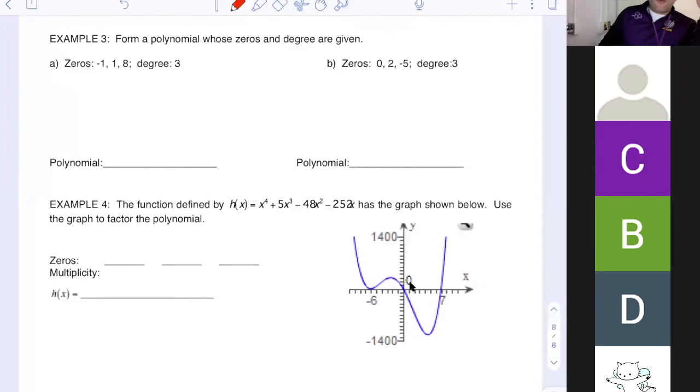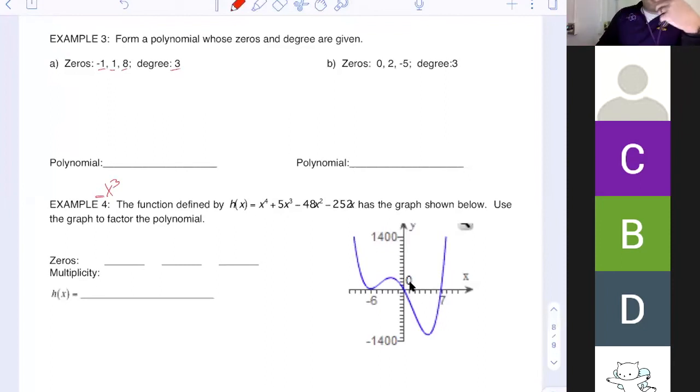This time now we have to form a polynomial whose zeros and degree are given. So the zeros are -1, 1, and 8, and it's degree 3, which tells me that at the end of the day, it's going to be something to the x to the third power. It could be something in front of x, most likely not because I wasn't given a coefficient. But at the end of the day, it's going to be some x to the third power, right?